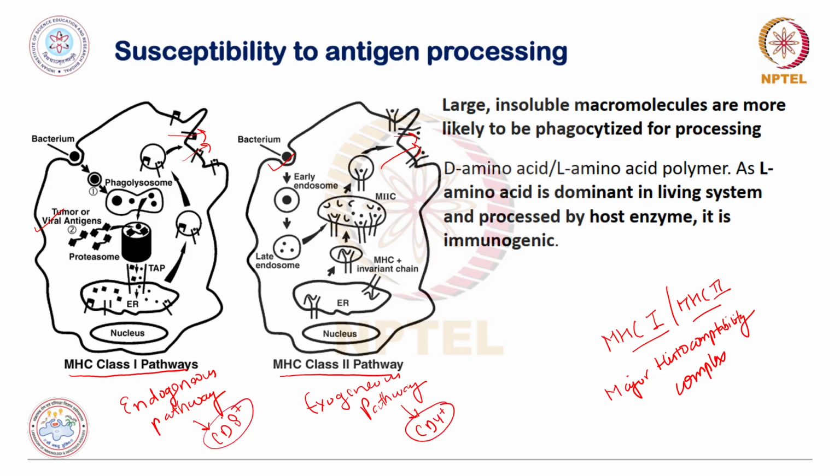So there is a difference between MHC class 1 and class 2: class 1 will process endogenous antigens, like any tumor or viral antigen, whereas class 2 will process exogenous antigens, that is any bacterial component or soluble protein, and these are the cells to which they will present the antigen.